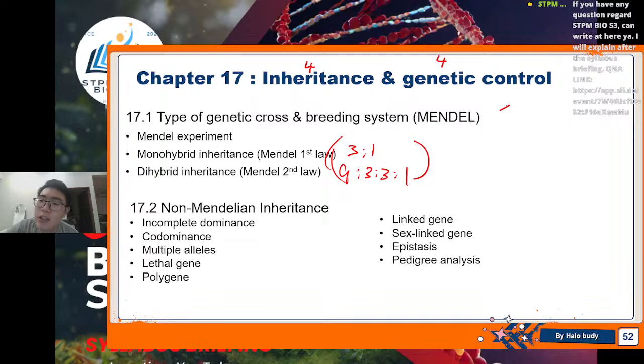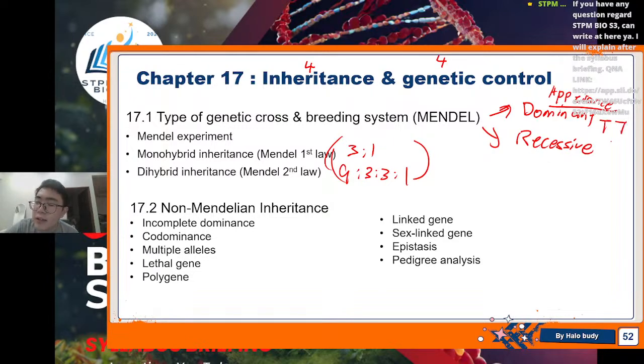In Mendel, if you still remember from SPM, the appearance of the characteristic is either of two only. The appearance of the phenotype among the organism is either dominant or recessive. There is nothing in between. Like the height of the pea plant. The pea plant is the organism that Mendel used, right?